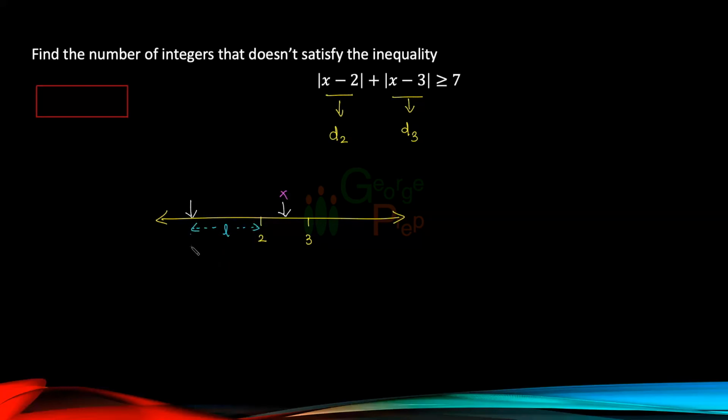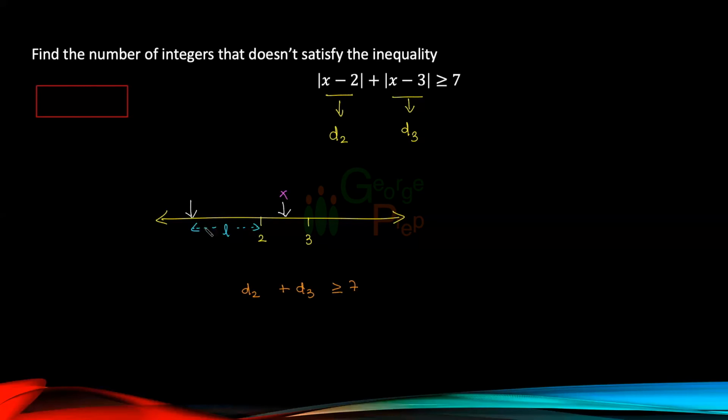Okay, I'm placing L units to the left of 2. Now let me form a new equation here. That equation would be distance from 2 plus distance from 3, which we are supposed to find when it will be greater than or equal to 7.